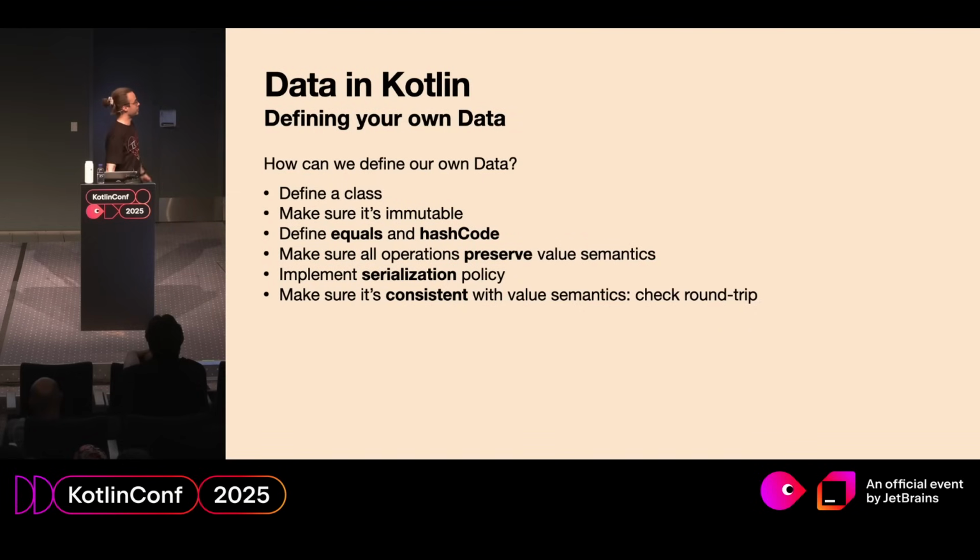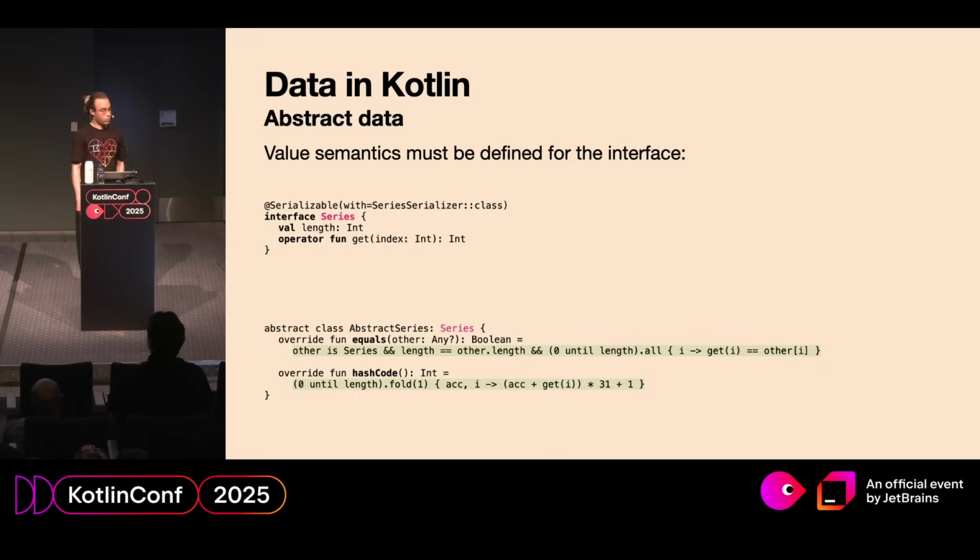You need to implement serialization, obviously, and make it consistent with value semantics as I described before. You can define abstract data. That's what collections are, by the way. Lists, maps, and sets are interfaces, not classes.